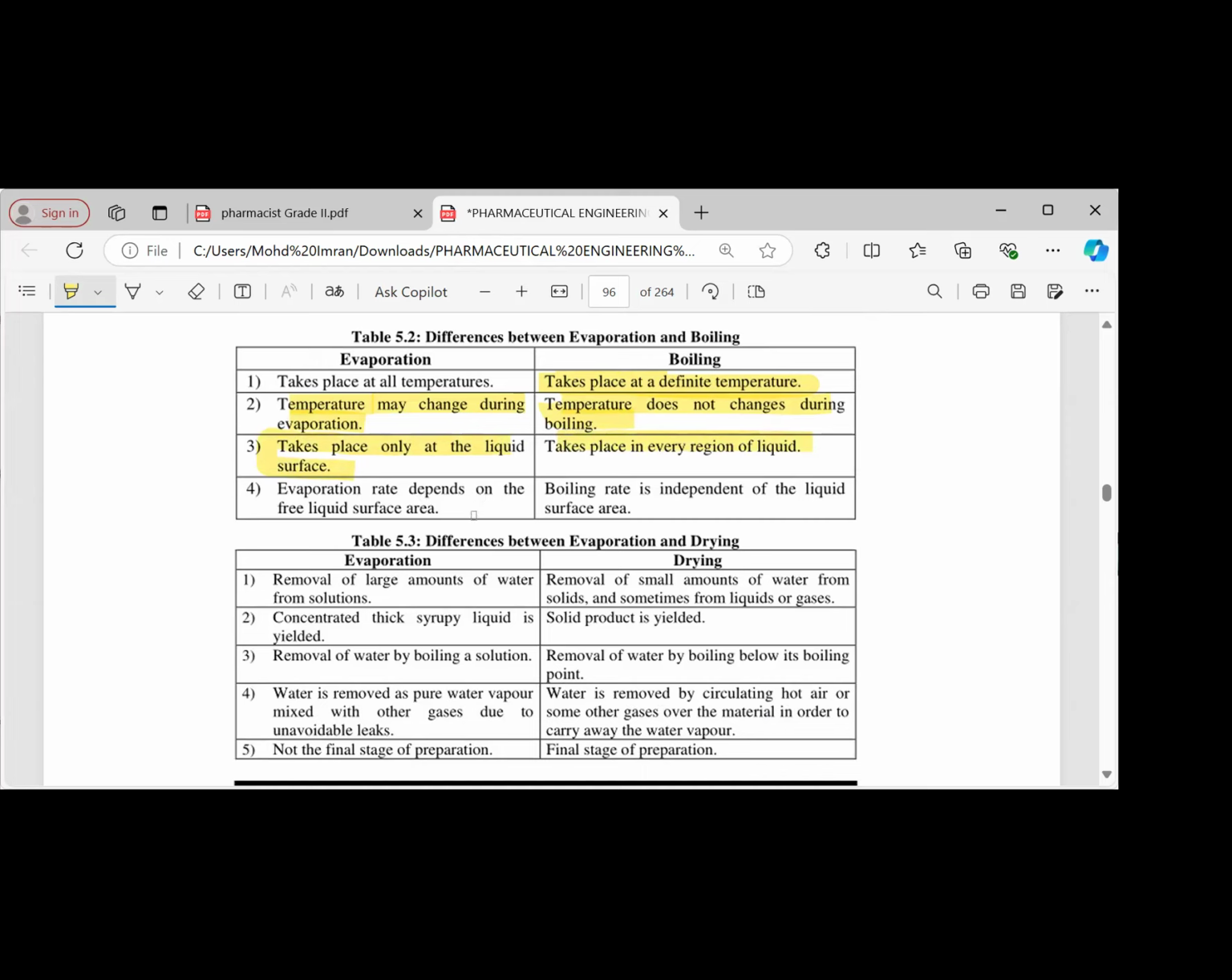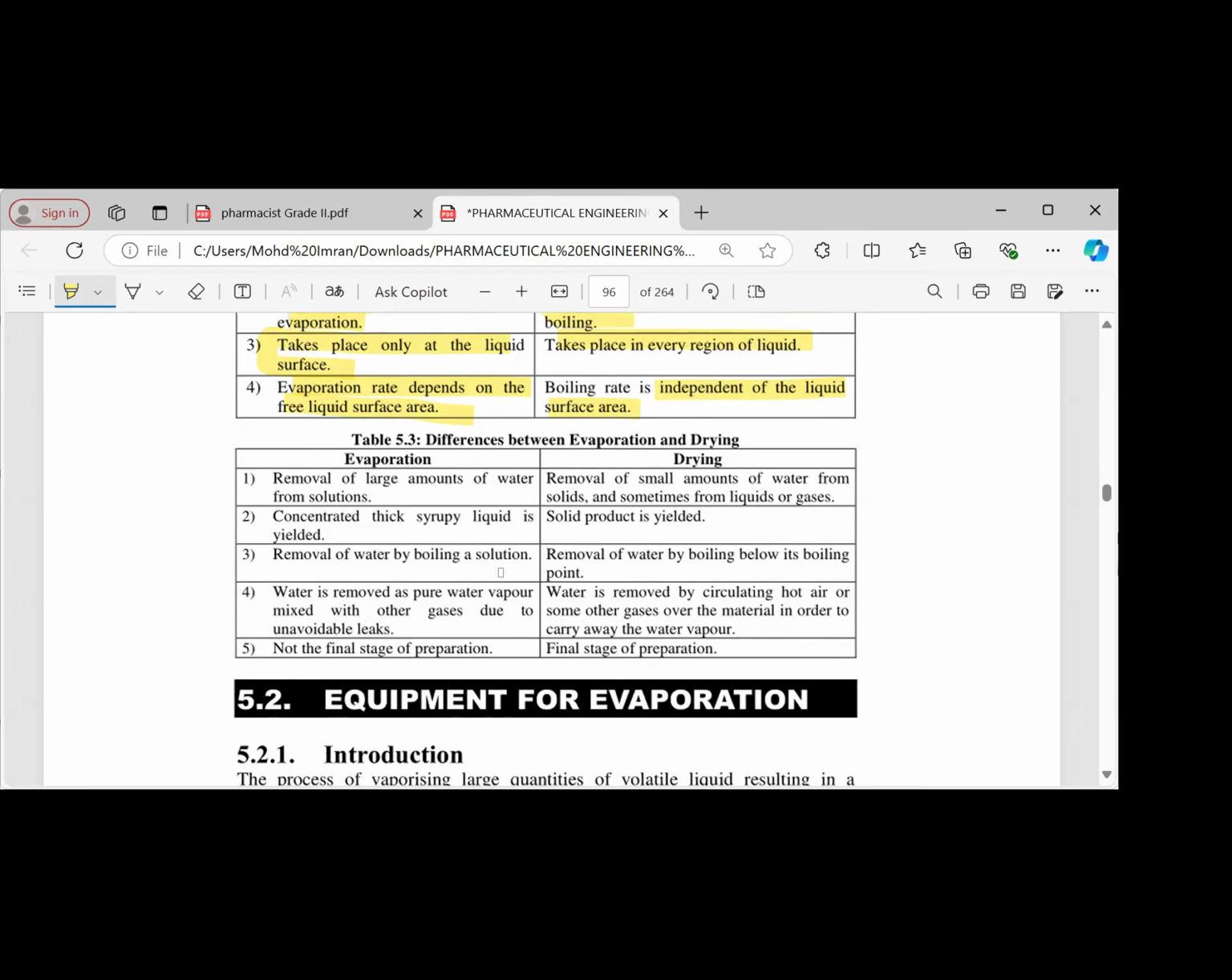Evaporation rate depends on the free liquid surface area, whereas boiling rate is independent of the surface area. In a round bottom flask, the external surface area is very small, but still boiling takes place. So surface area has no influence on boiling, whereas surface area plays a crucial role in evaporation. So these differences should be known. Going a little further, evaporation and drying is very important.